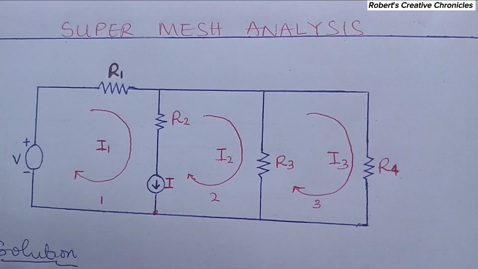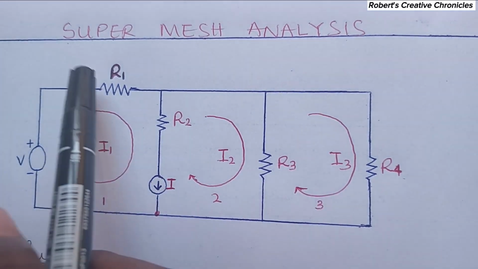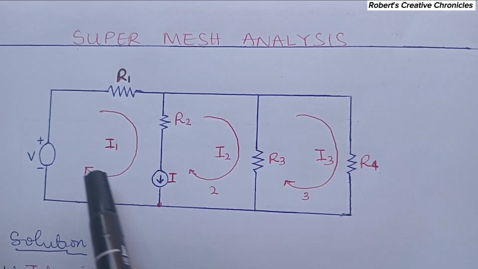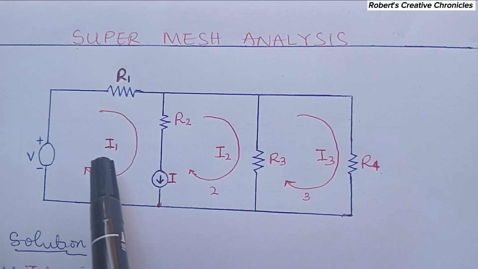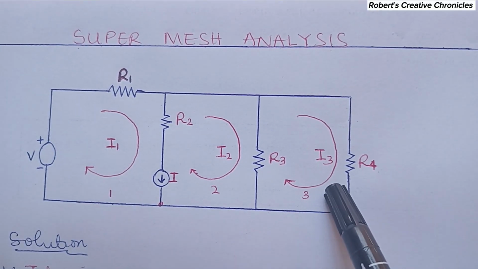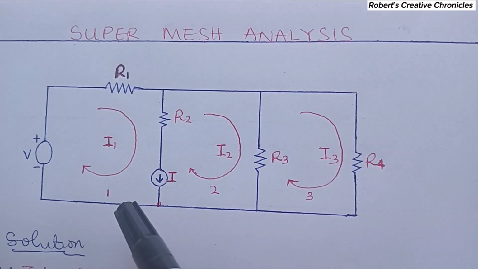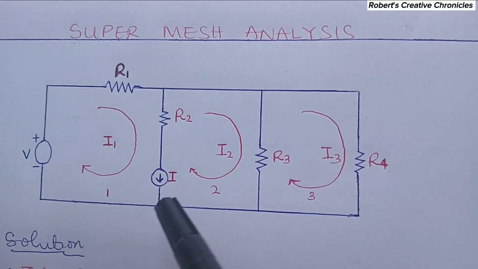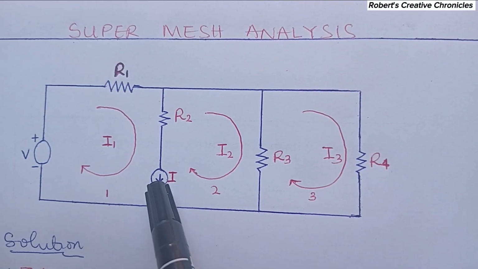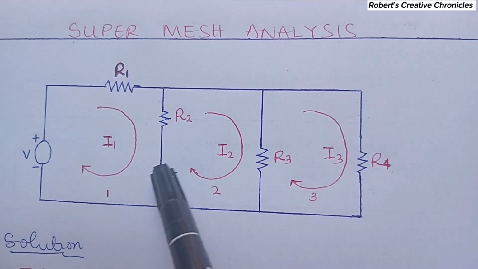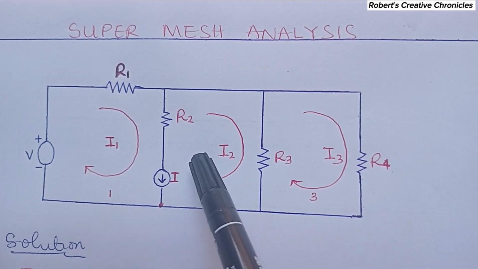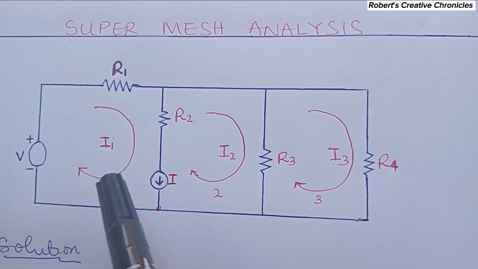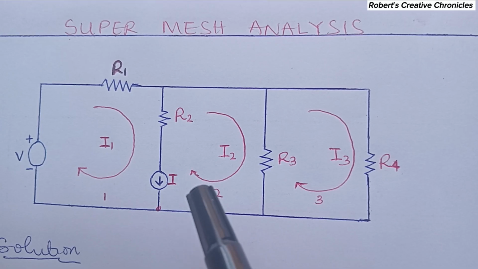So today I'll be teaching you about super mesh analysis. So here's the circuit. This circuit has three meshes: mesh 1, mesh 2 and mesh 3. Now a super mesh is a mesh that is constituted when two adjacent meshes share a common current source. Now mesh 1 and mesh 2 are sharing this current source between them. So this has formed a super mesh. So mesh 1 and mesh 2 have formed a super mesh.